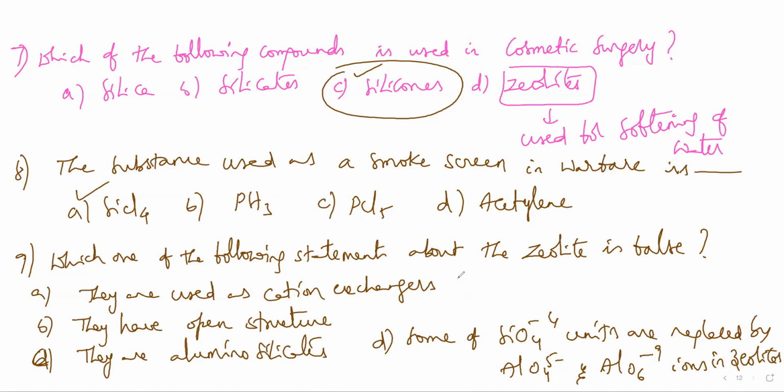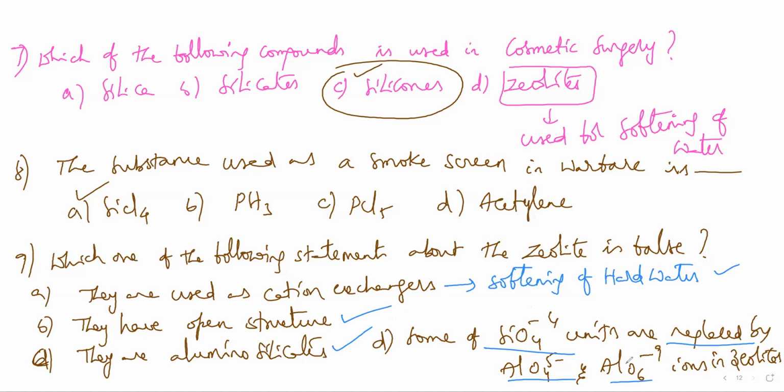Zeolites are used as cation exchangers in softening of hard water. Yes, that is true. They have open structure. Yes, that is true. They are aluminosilicates. That is also true. Wrong is that SiO4 units are replaced by AlO4 5- or AlO6 9-. So this is a wrong statement, and the answer is D, because we need the wrong statement only.